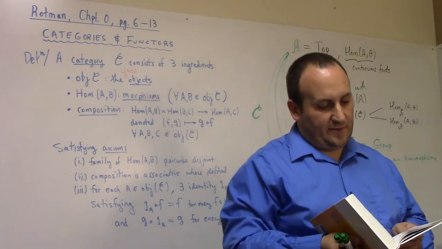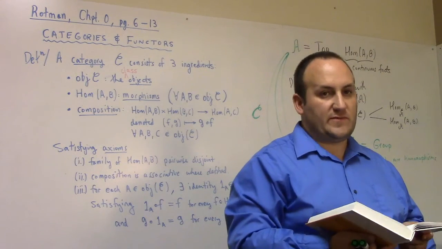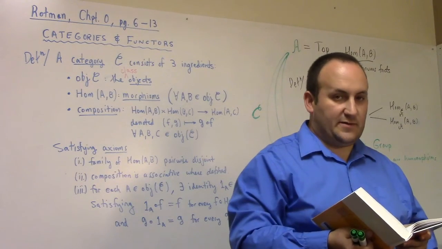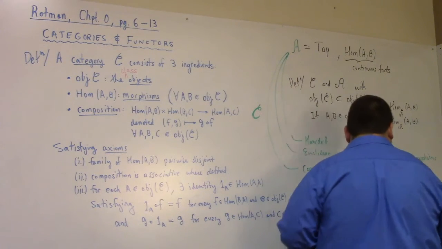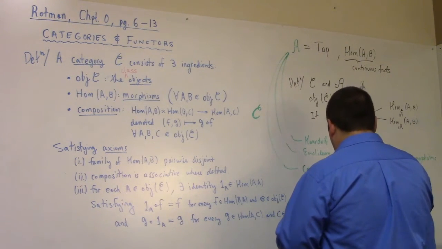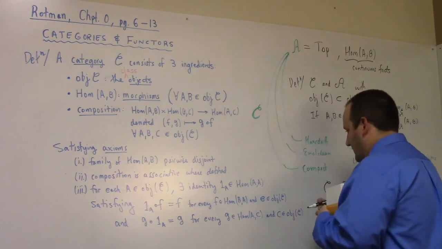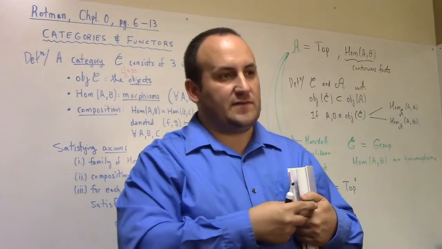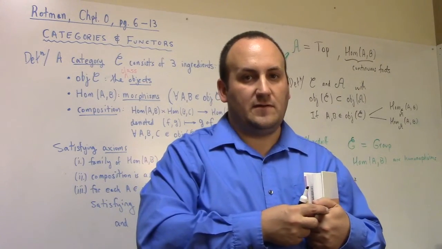You can also look at the category of rings, and then the morphisms would be ring homomorphisms. Now this one's interesting. You can look at a category called Top squared. This is basically a category of pairs of topological spaces. The objects are pairs of topological spaces.